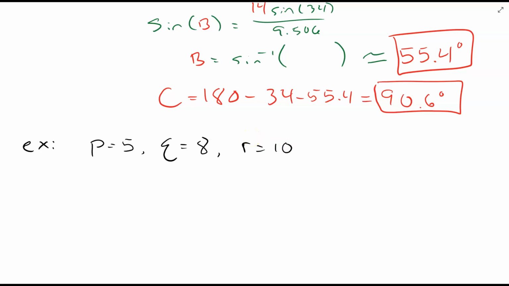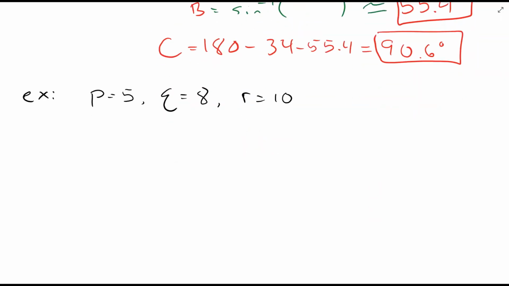Okay, so let's solve the triangle with side lengths 5, 8, and 10. So clearly this is the side, side, side situation, right? First thing we should do is check to make sure that this is a triangle. So since the sum of the legs is greater than the hypotenuse, I'm good. This triangle exists. It's a real triangle. Great. So let's do the law of cosines now. So which angle should I be solving for?